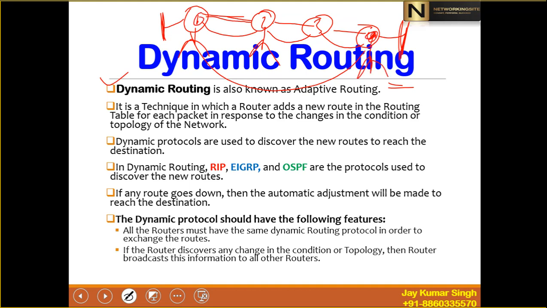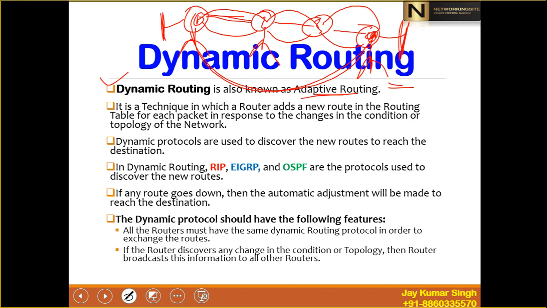Directly to R4? No. Okay. So R4 is sending the information to R3. R3 is sending information to R2. R2 is sending information to R1, and then R1 knows about R4. That's why it is known as adaptive routing. They exchange the information and they adapt the information of the neighbors.